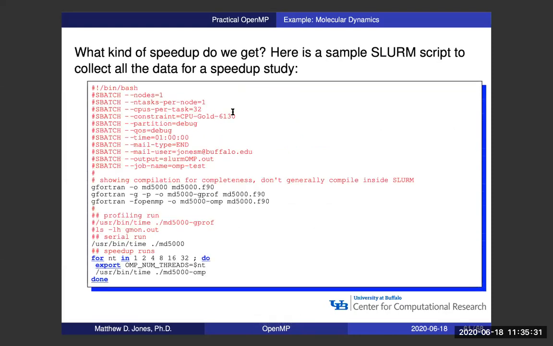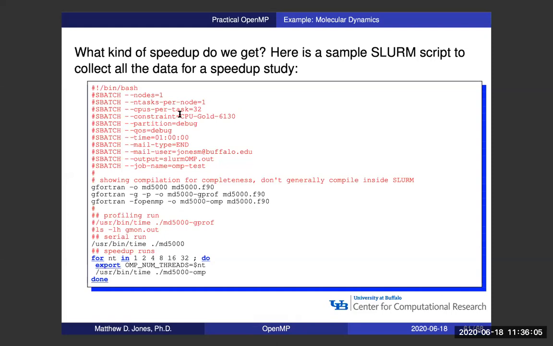So I created a Slurm script to actually run a scaling study all in one go. Generally speaking, you don't want to compile things inside Slurm. It's a total waste of time. And if there's an error, it will be a real pain to debug. But I'm showing that just for completeness here so I can squeeze it all in one slide. So I compile my regular serial binary there. I compile my profiling binary, and then I compile my OpenMP binary. And then down below, I run the serial run, and then I do my speed up runs all in one go on a 32-core Skylake system, the kind that we were talking about before.